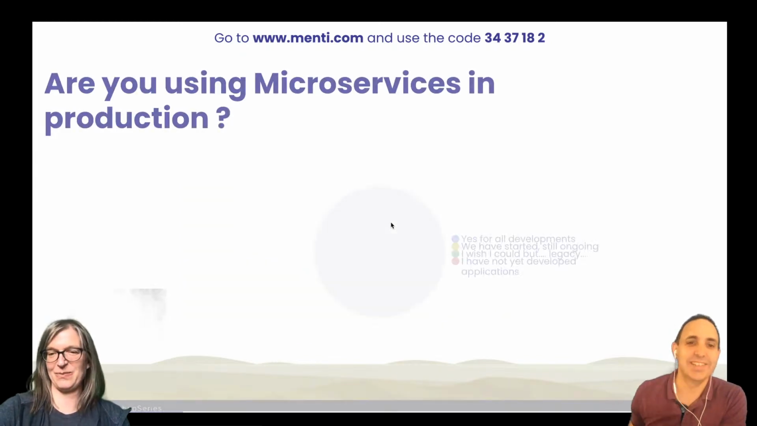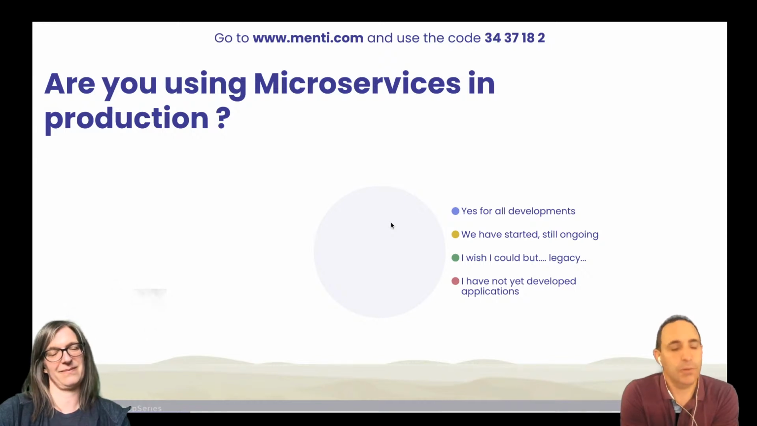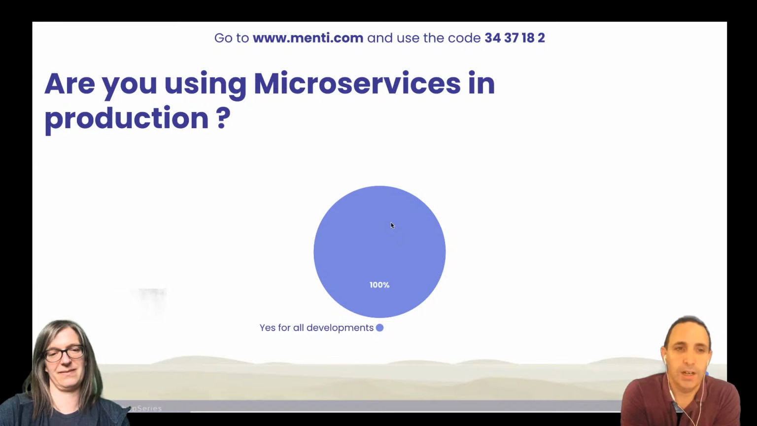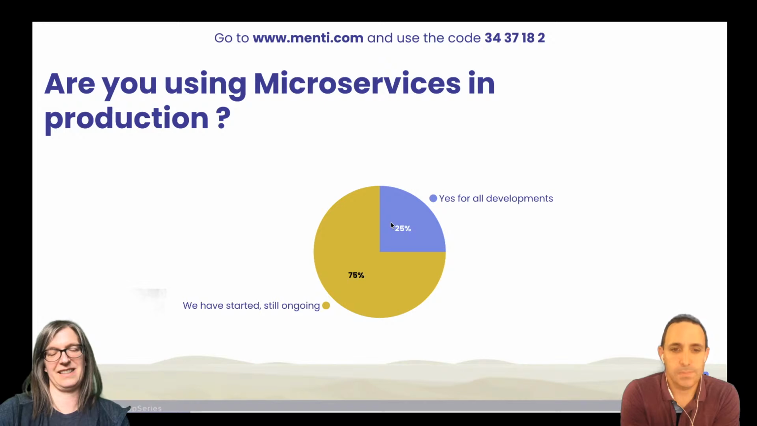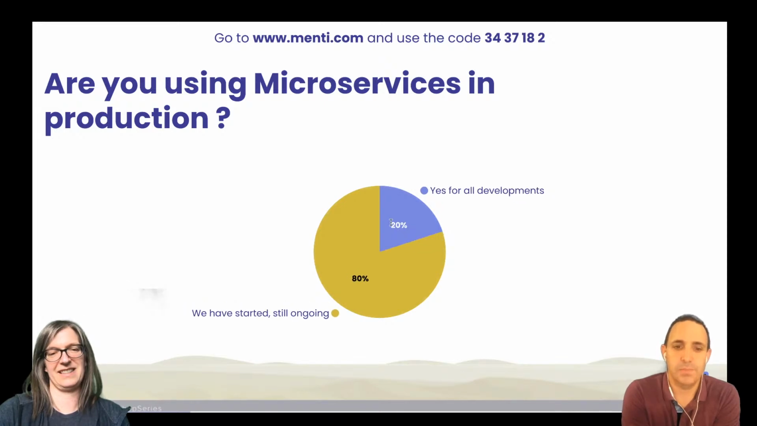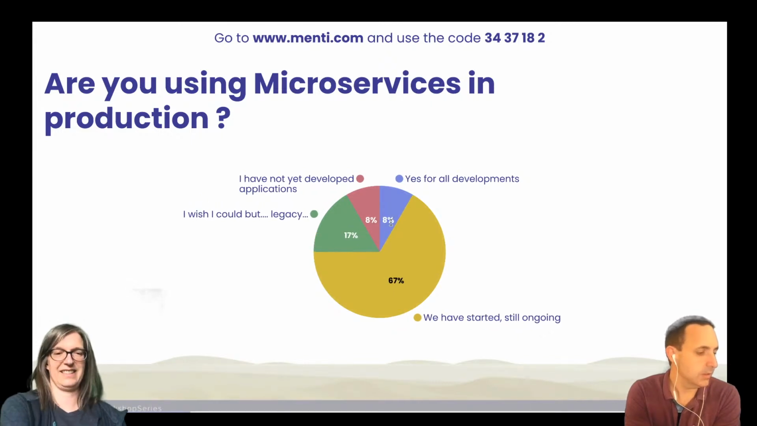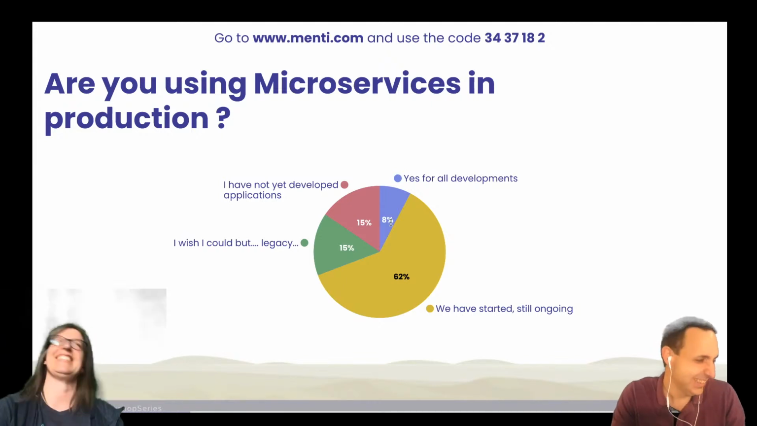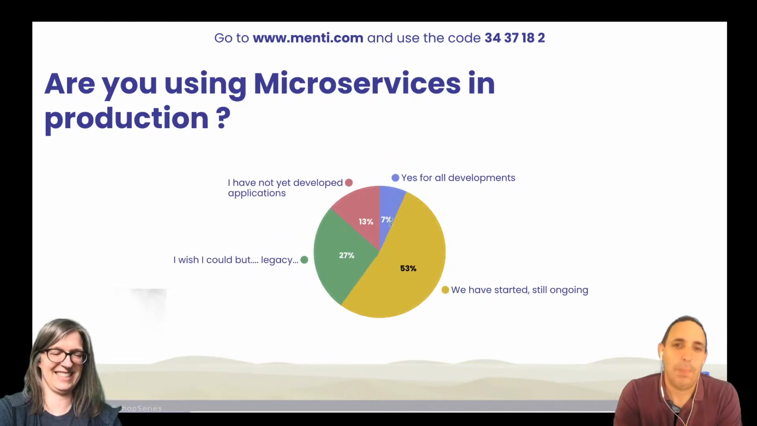All right, let's move on. Are you using microservices in production already? Yeah, because today you saw the title is all about building Java microservices on top of Cassandra. But yeah, microservices are now very popular. Still going on, okay. But I see also maybe... Yeah, that's a good question. I wish I could, right? But legacy. Yeah, I know that issue.